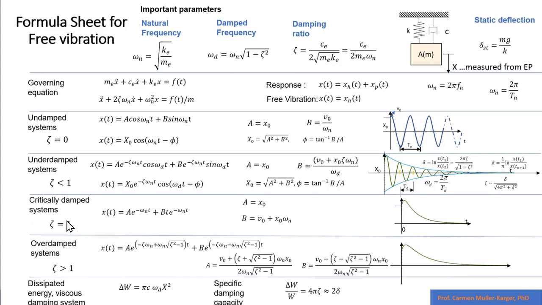We also studied the critically damped system, when zeta is equal to 1, and the response is non-oscillatory and is the response that gets the system to its equilibrium position fastest. And then we have the overdamped system, which has this response, and this is also a non-oscillatory system, but the response is much slower than the critically damped system. And finally, we studied the dissipated energy for a viscous damped system, and this is what is called the specific damping capacity.